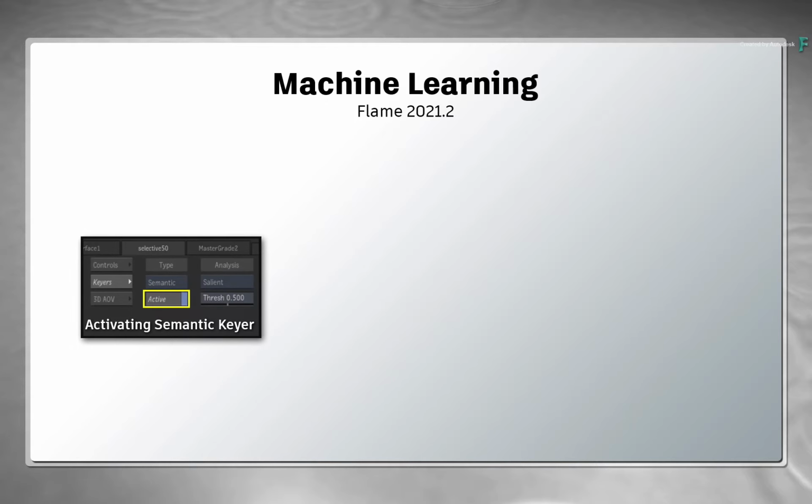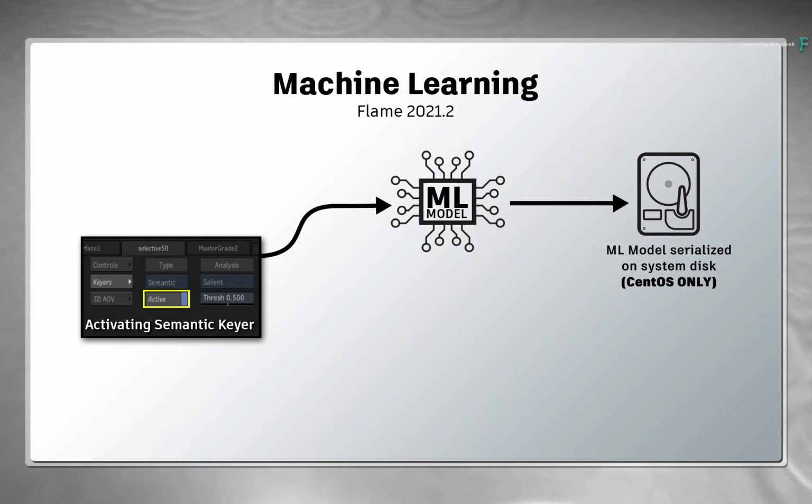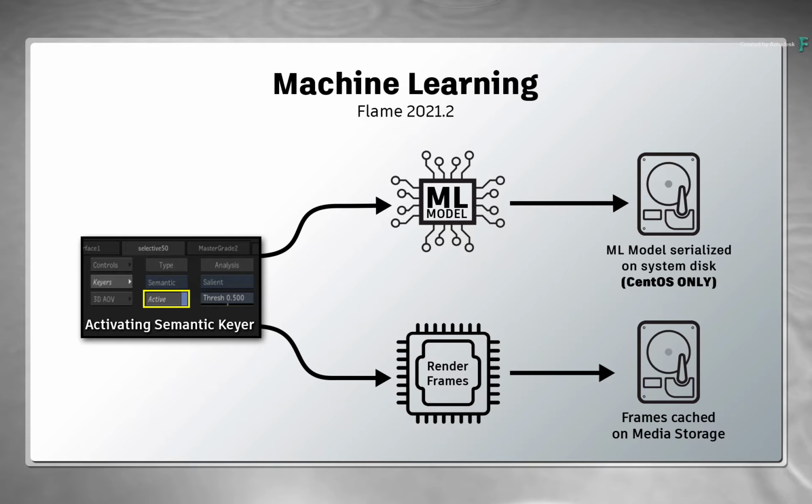Now, in order to improve the initialization and loading times of the machine learning model, Flame takes the serialization of the model and writes it to your system disk. This is a CentOS-only feature, and it means that the machine learning model will be loaded quicker when you initialize the tools. However, further computations to calculate any maths or isolations using the machine learning will still take the same amount of time as before.